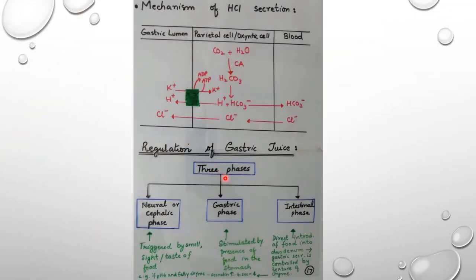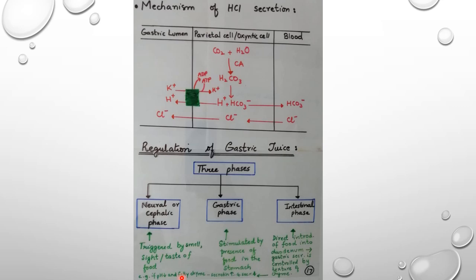There are three phases or mechanisms by which regulation of gastric juice secretion can be done. One is the neural or cephalic phase, which is stimulated by smell, sight, and taste of food. Then we have the gastric phase, which is triggered when the food is present in the stomach. And then the intestinal phase is triggered whenever there is direct introduction of food into the duodenum.